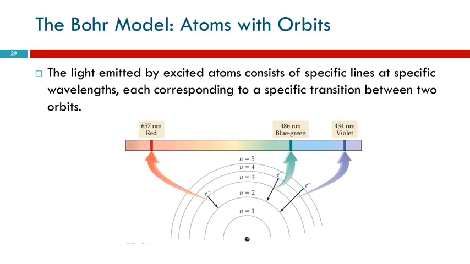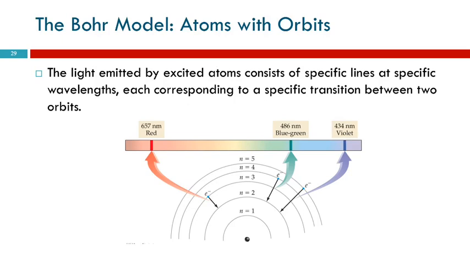So this model explained the discrete spectrum of hydrogen. So we see a red line on the spectrum. It's got a wavelength of 657 nanometers, and that corresponds to an electron moving from the third orbit to the second orbit. This blue-green line at 486 corresponds to an electron going from the fourth orbit to the second orbit. And this violet one, 434 nanometers, is from the fifth orbit to the second orbit.